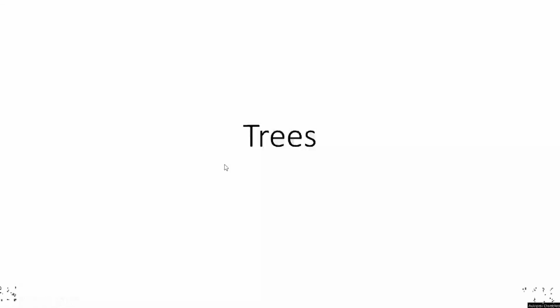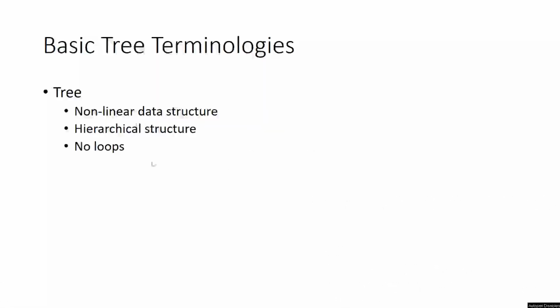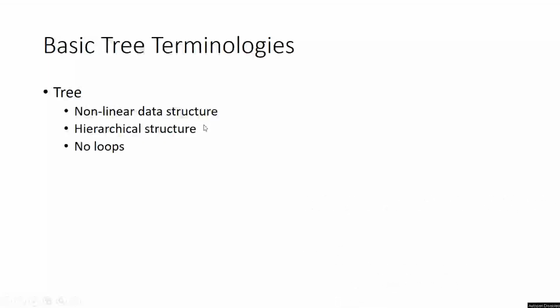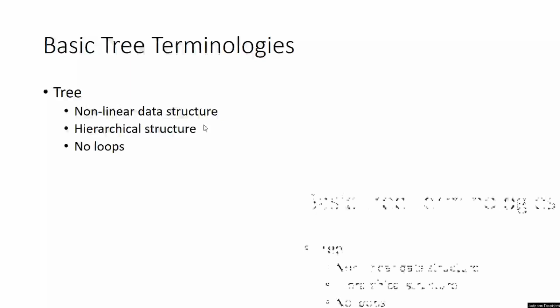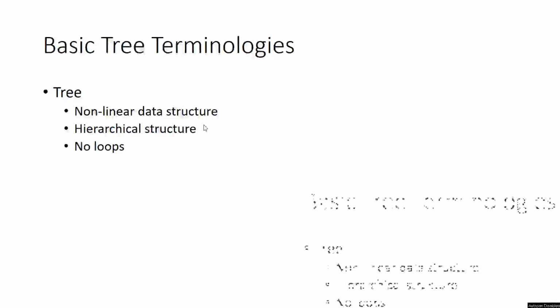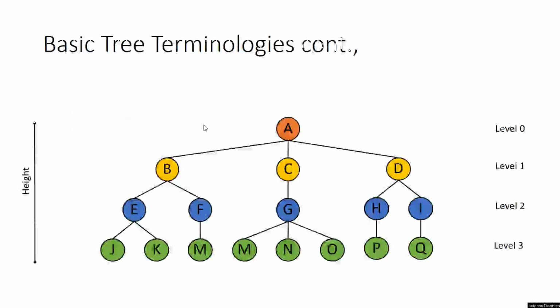In this video we are going to learn about the basics of trees and the basic terminology used in trees. Basically, a tree is a nonlinear data structure in the form of a hierarchy, and no loops are allowed in the tree structure. So we can say that a tree is a special case of a graph without any loops. This is how a basic general tree looks.